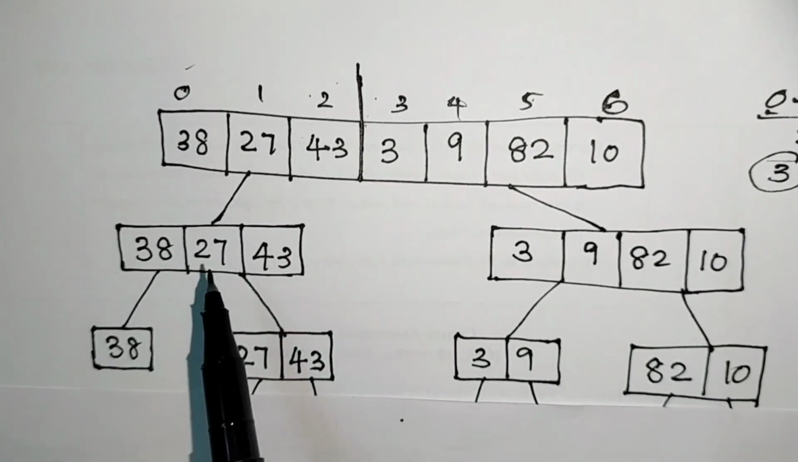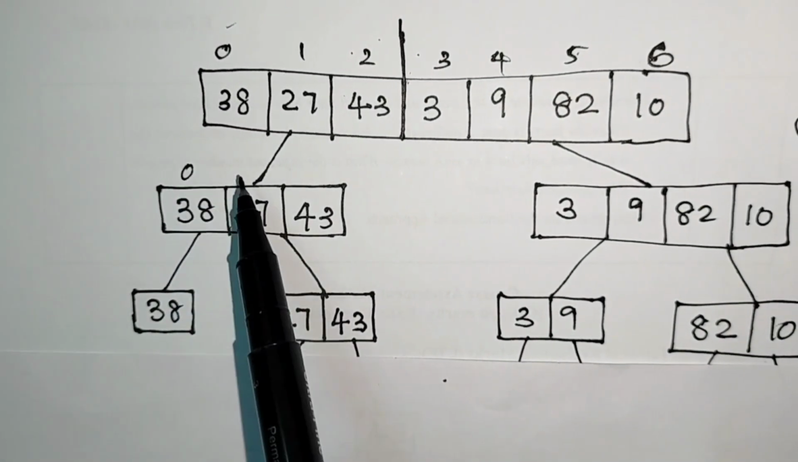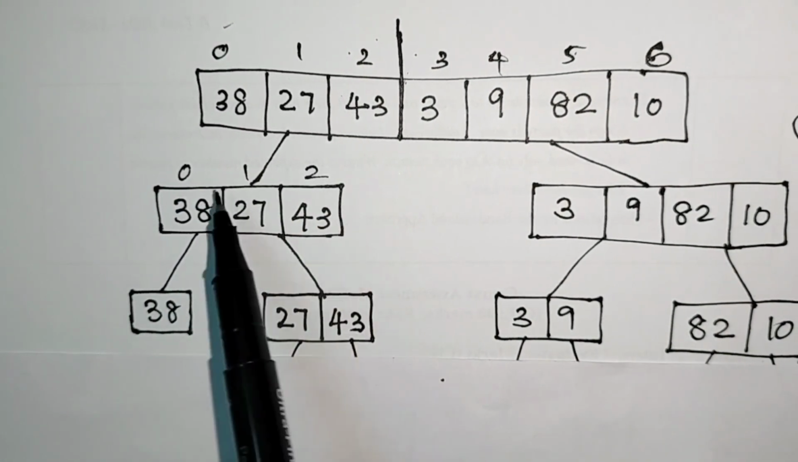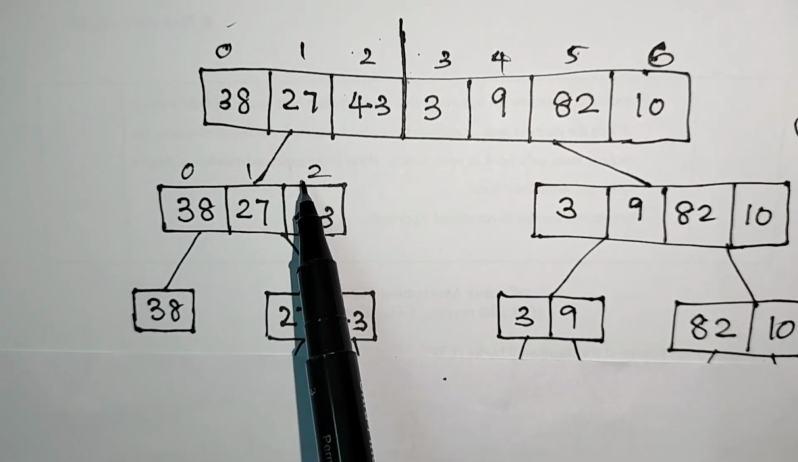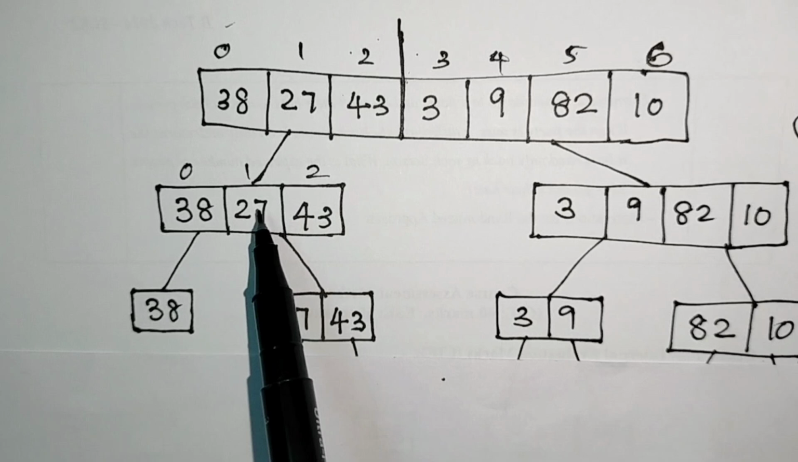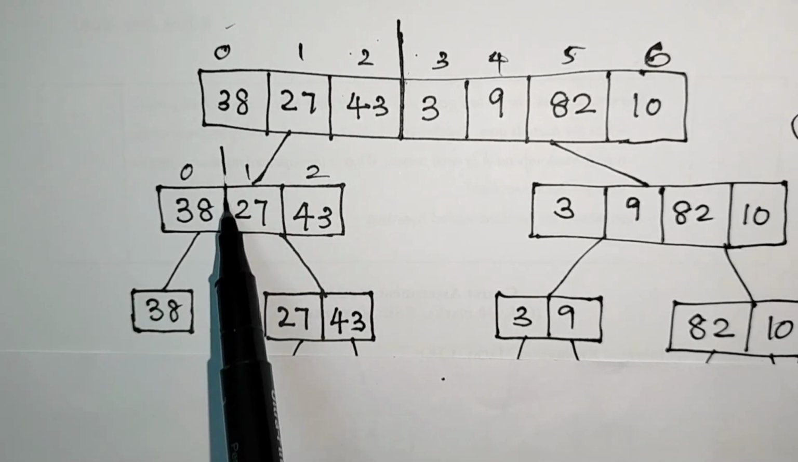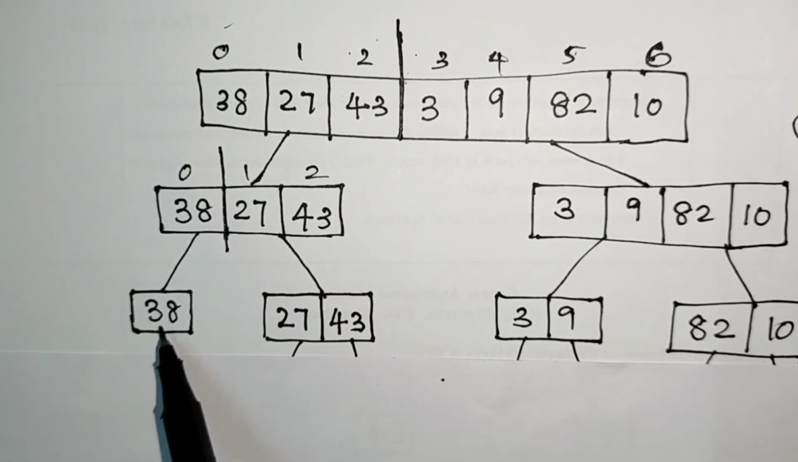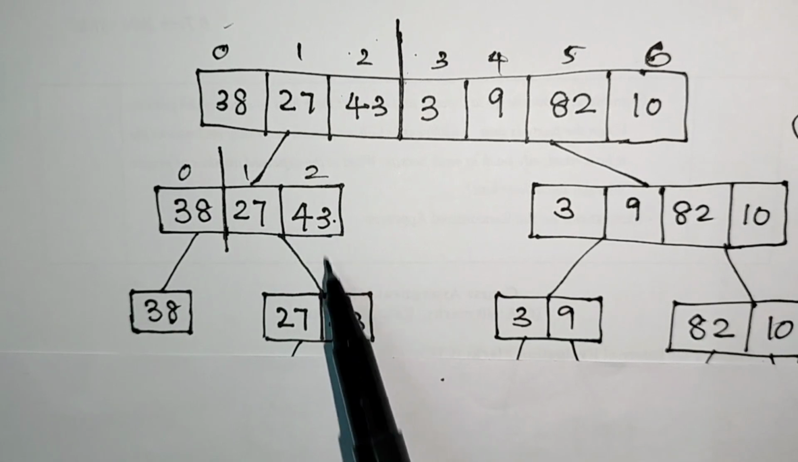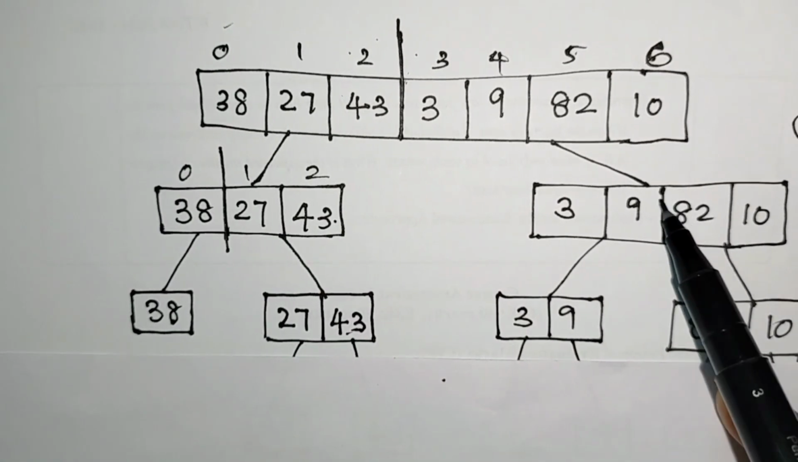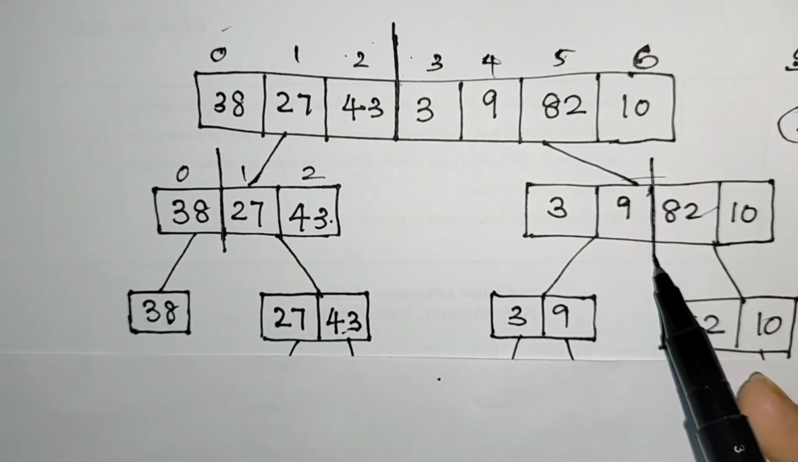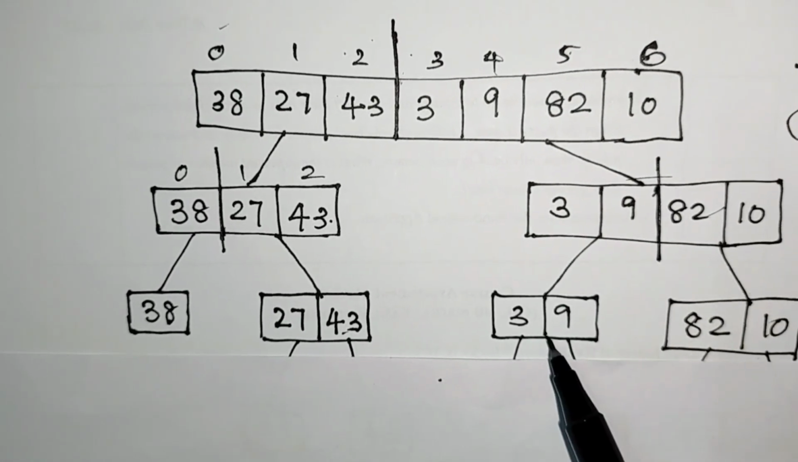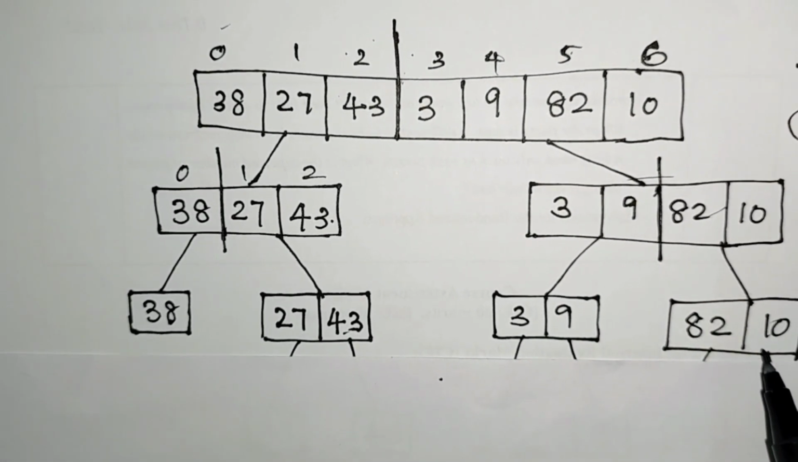Okay. So here 0, 1, 2. This is the position indexing. Here 0 plus 2, we get 2. 2 divided by 2 is 1. So we divide this array from this position. So 38 becomes the left array and 27 and 43 become the right array. Now here also we divide this array from this position. So 3 and 9 become the left array, 82 and 10 become the right array.